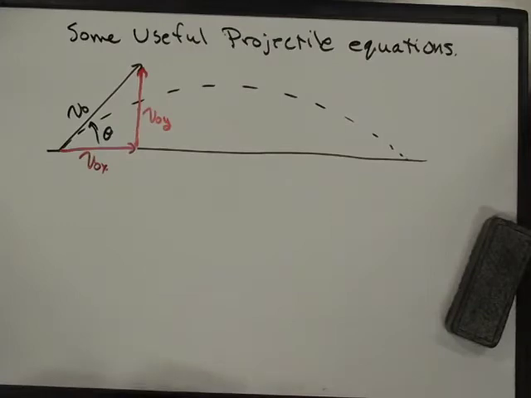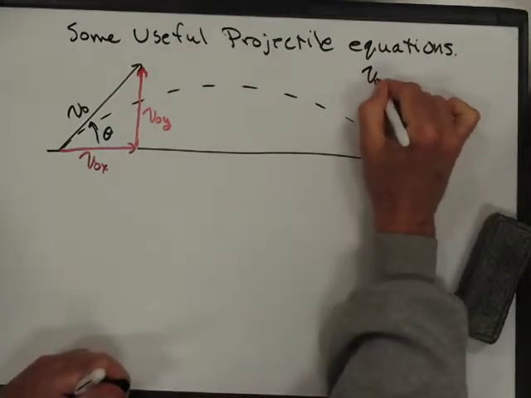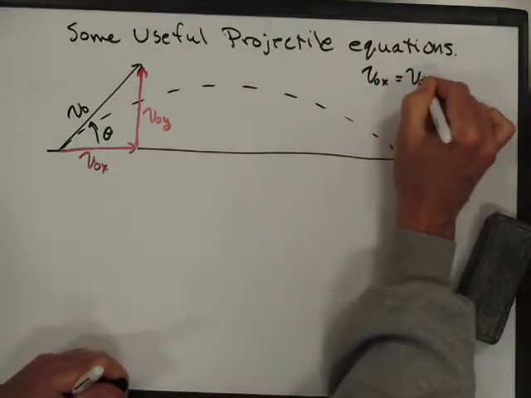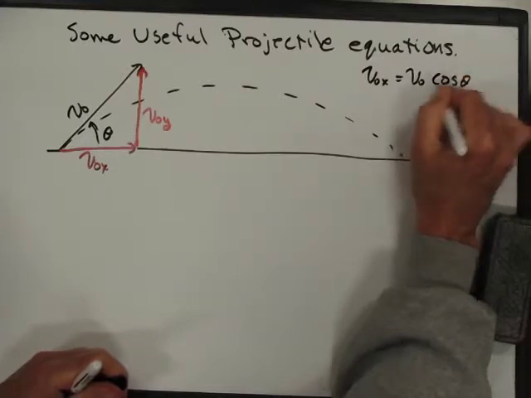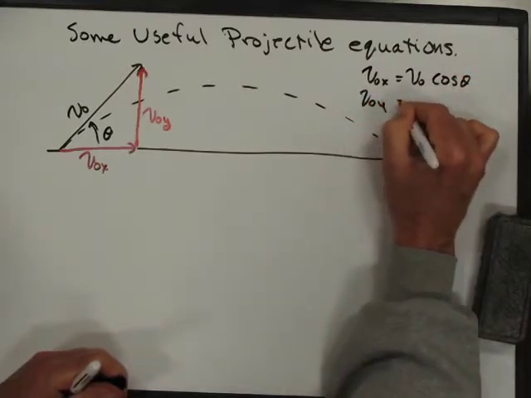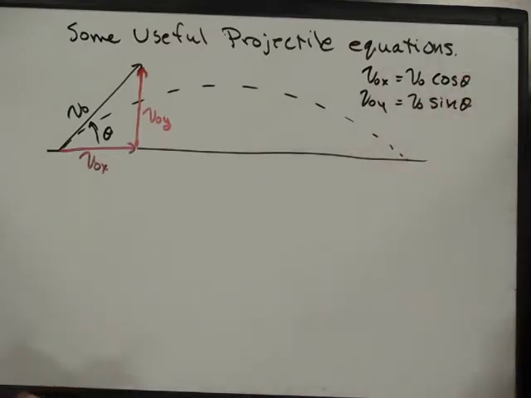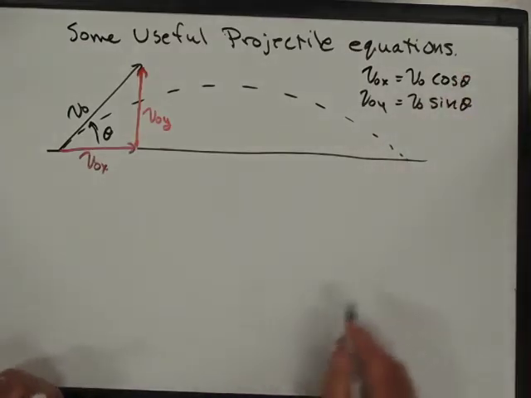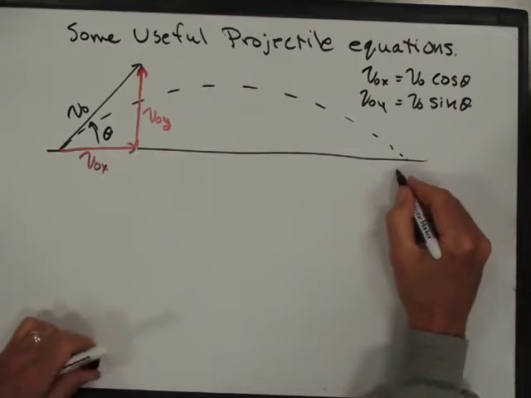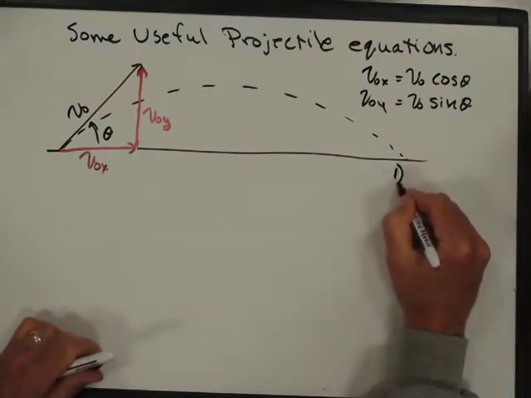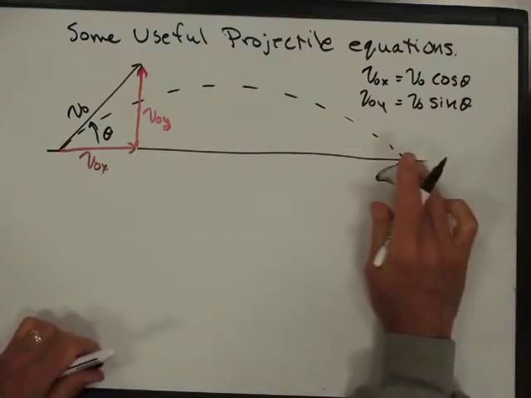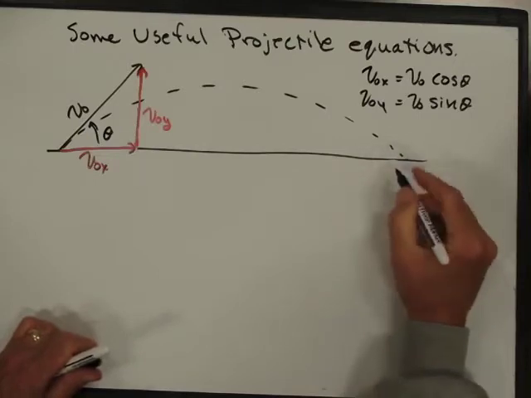And so v naught x is equal to v naught cosine theta, and v naught y is equal to v naught sine theta. And so now we can ask some simple questions. But first I'm going to write some of these equations that we've been using for the y motion and the x motion over here. I'll start with the x equations.